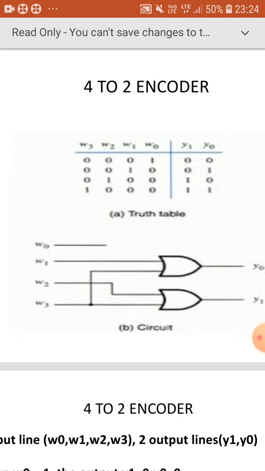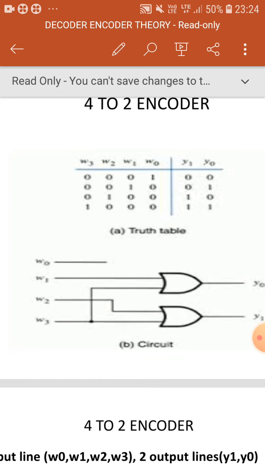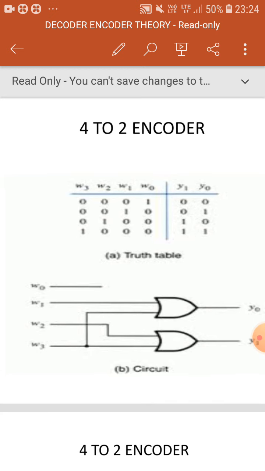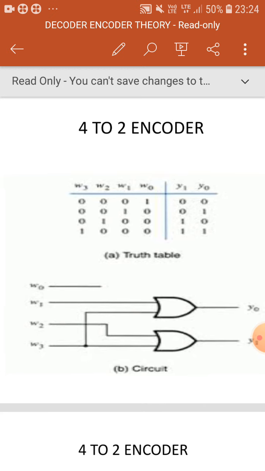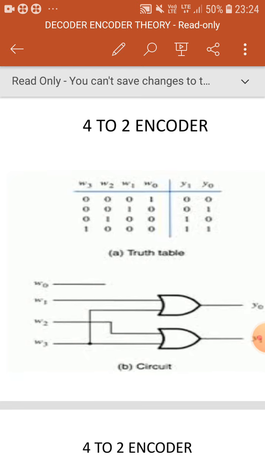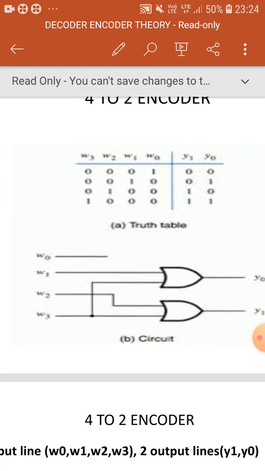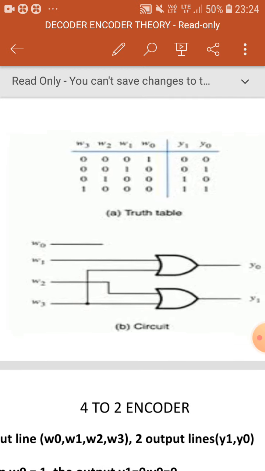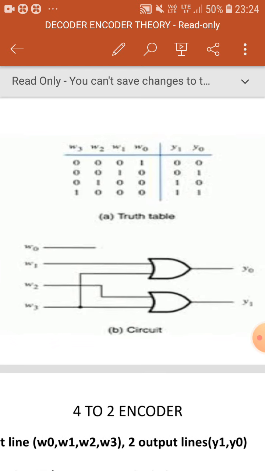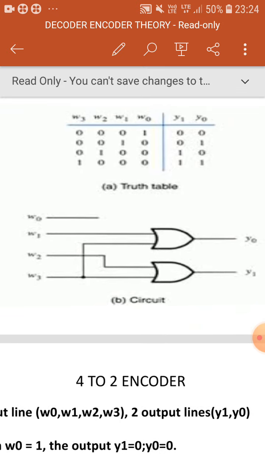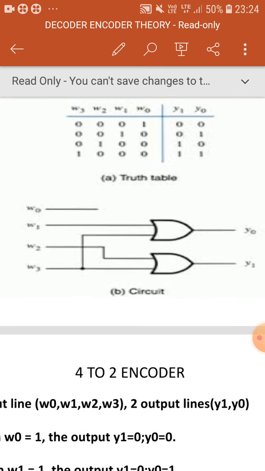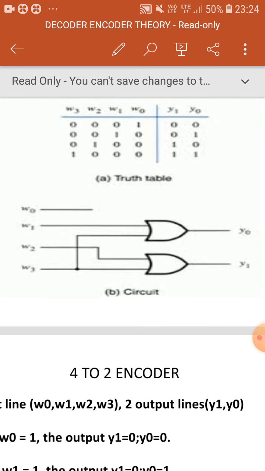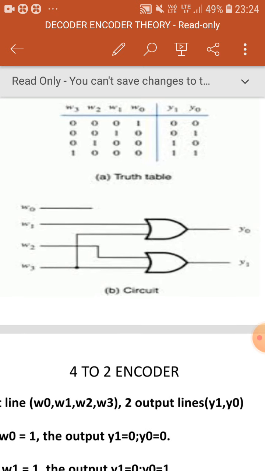Next you see the Y0. Y0 is equal to 1 when W1 is equal to 1 or W3 is equal to 1. So Y0 is equal to W1 or W3. So in the first OR gate we are connecting W1 and W3. So you will get Y0 is equal to W1 or W3.